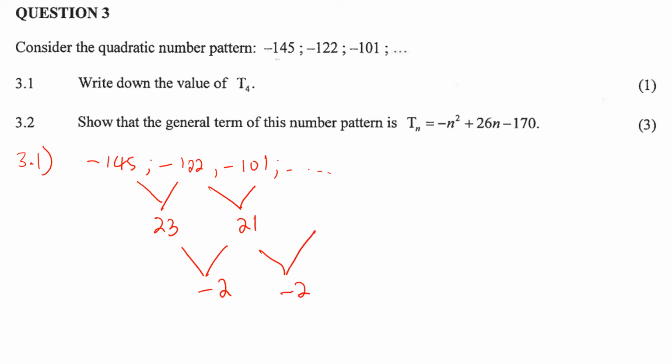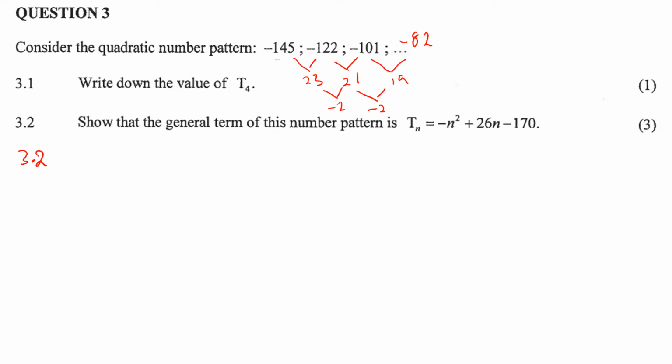So we can say this 21 plus negative 2, so it's basically 21 minus 2, which is going to give us 19. Then to get term number 4, it will be equal to minus 101 plus 19, which is going to give us negative 82. That is our term number 4. That's basically how we do this.